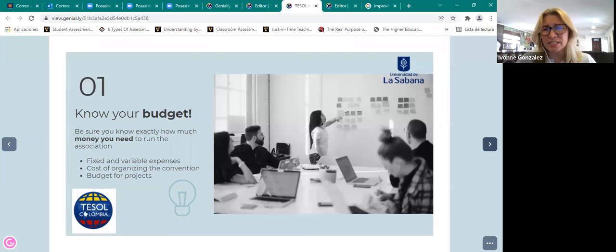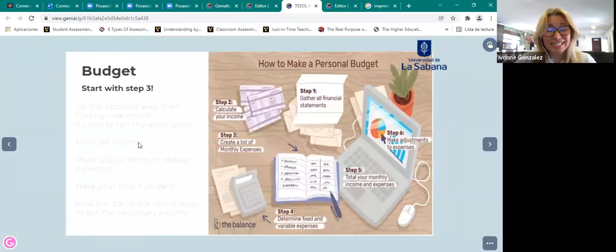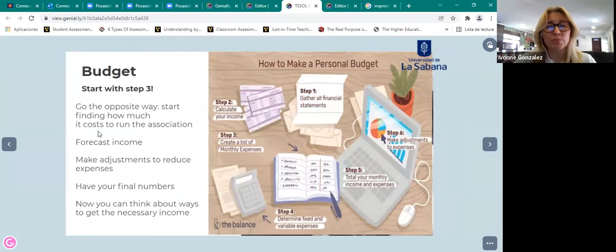So why is this important? This is important because when you want to make a budget, you have to start with that. I know that I am going the opposite way because normally you start with the incomes, but in this case, we have to start with the expenses. So we have to go the opposite way. We have to start finding how much it costs. And then with that, we can forecast the income.